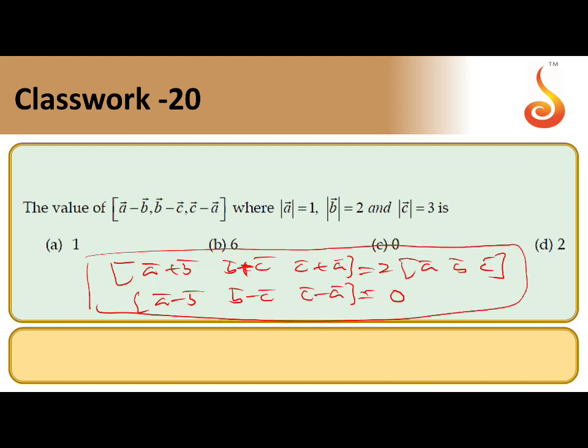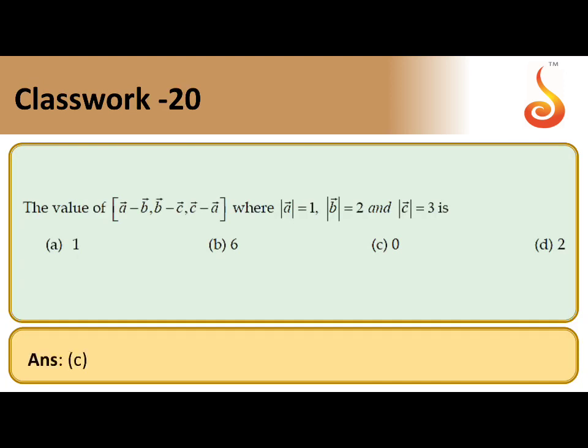These are the two standard results. These problems are there in the NCERT textbook also. So A plus B, B plus C, C plus A, box is 2 times box ABC, if ABC are non-coplanar vectors. And A bar minus B bar, B bar minus C bar, C bar minus A bar is 0, irrespective of what ABC are, anything. So now here A minus B, B minus C, C minus A. What answer? C, 0 is the answer here. Is that clear? So these two standard results you have to remember.